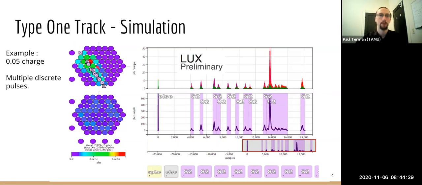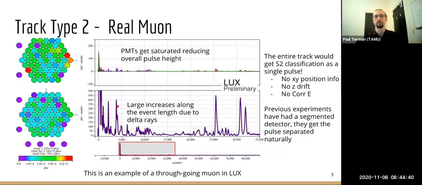As you can see in the hit map here, this is the top PMT array where we have the hit. We see a nice straight line going across the detector. That's a very good simulation. Now let's take a look at the second type of track. This is a real muon that cut through the detector, the through-going muon.